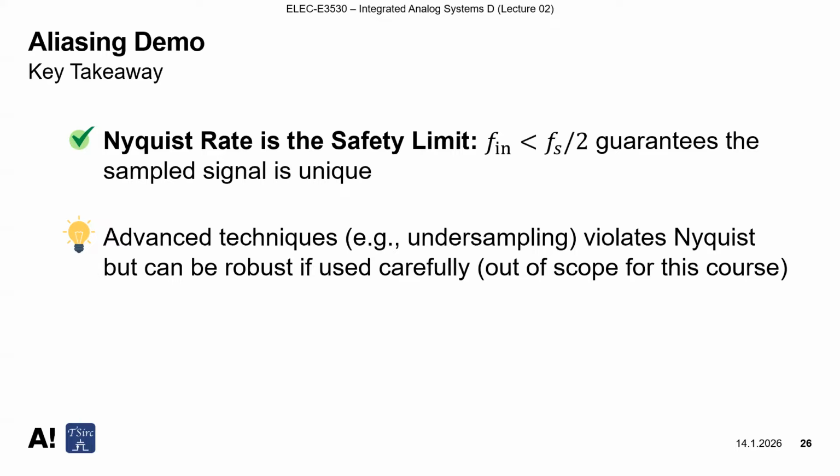For example, in IEEE journal papers or conference papers, there are terms so-called undersampling. It violates Nyquist's theorem, but it can be robust if used very, very carefully. Those are quite useful techniques for low power design of analog circuits, but it is out of scope for this course. If you are interested, you can search.